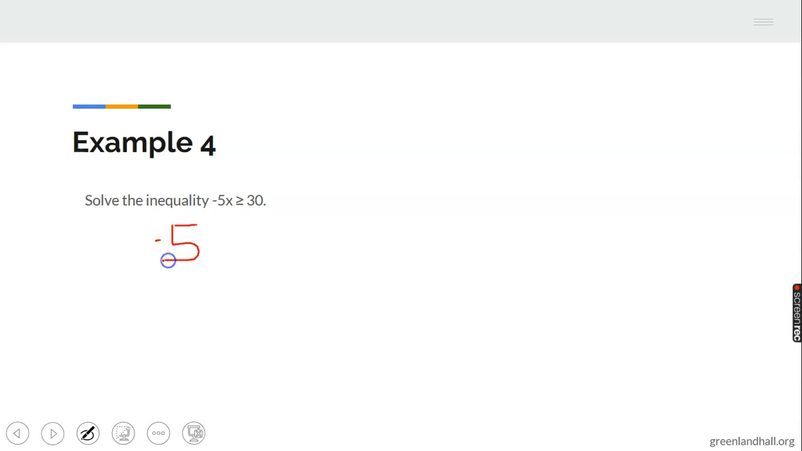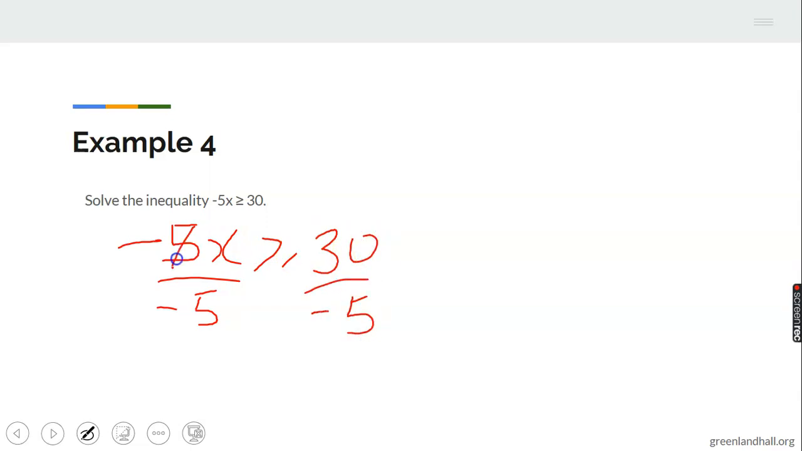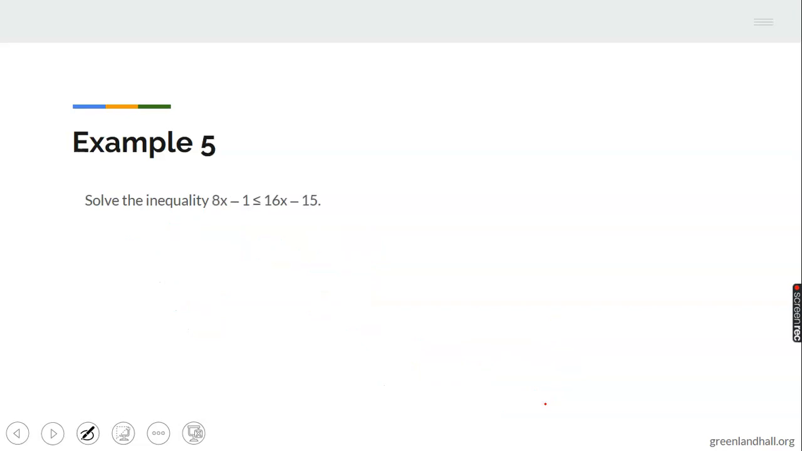That will be minus 5x over minus 5 is greater than or equal to 30 over minus 5. So the 5s cancel, then we have x is less than or equal to minus 6. Do you see? x is less than or equal to minus 6.